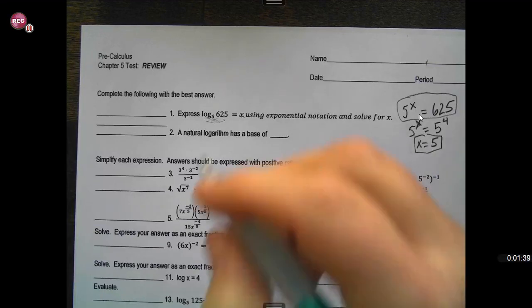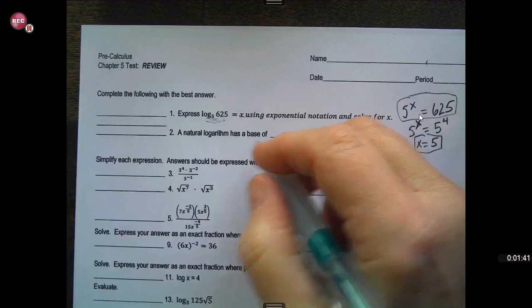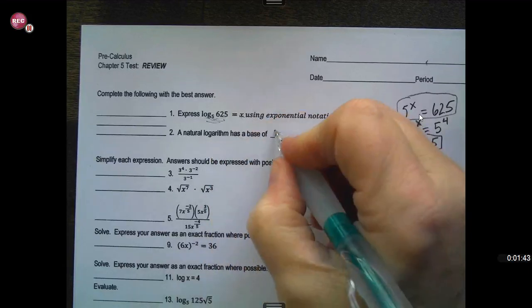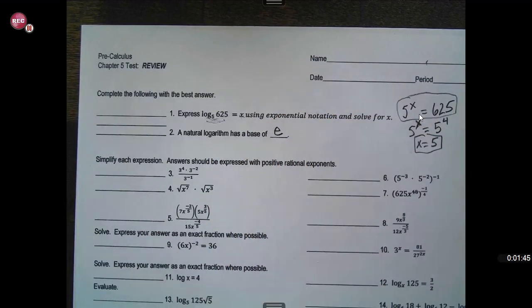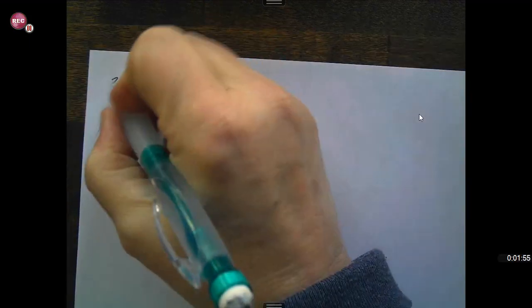Okay. The natural logarithm has a base of e. Okay. I'm going to switch over. I condensed this to make it one-page printing. So I'll switch over to a piece of paper here for number 3.